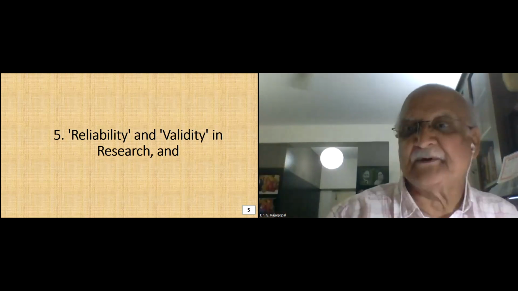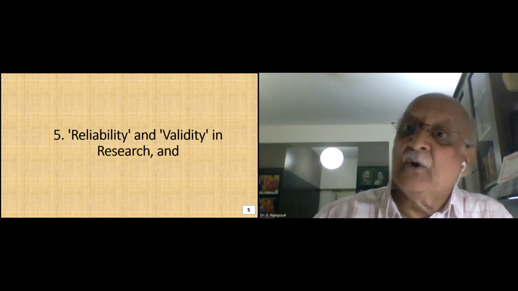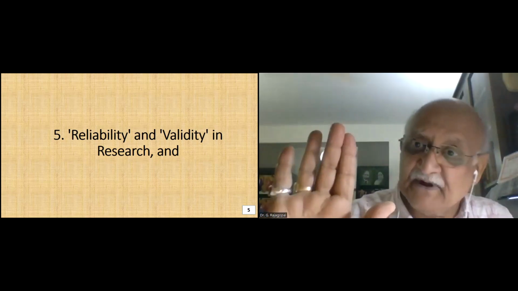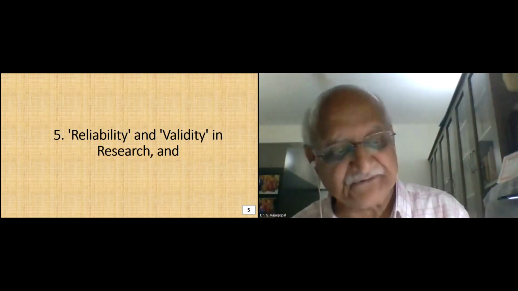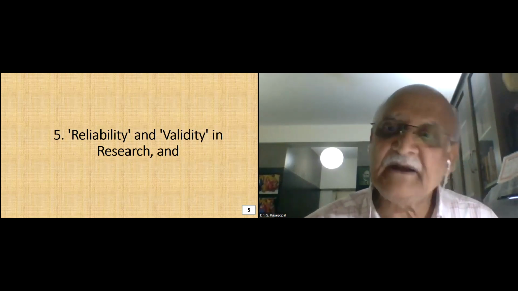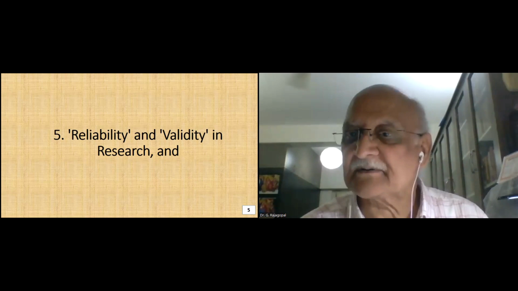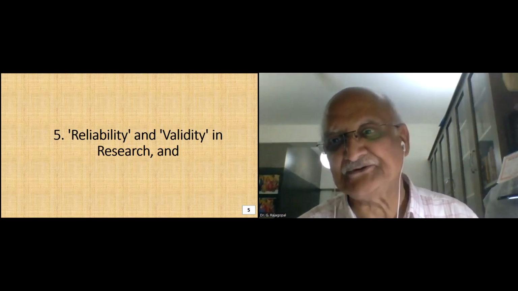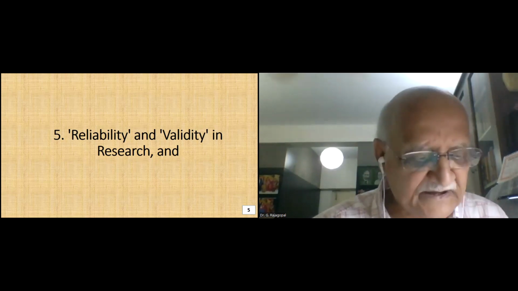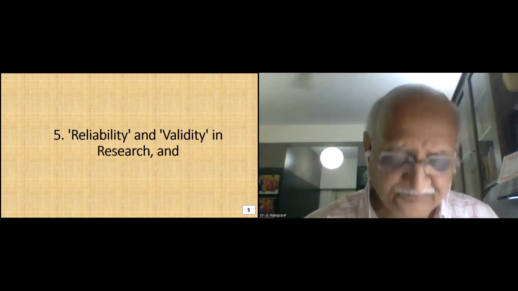That means a third person or a fourth person who uses your research as a basis will also get a similar result, and that is an assurance given to that researcher. And therefore, reliability and validity are very important features in a test. You'll hear more about reliability and validity in the coming terms.